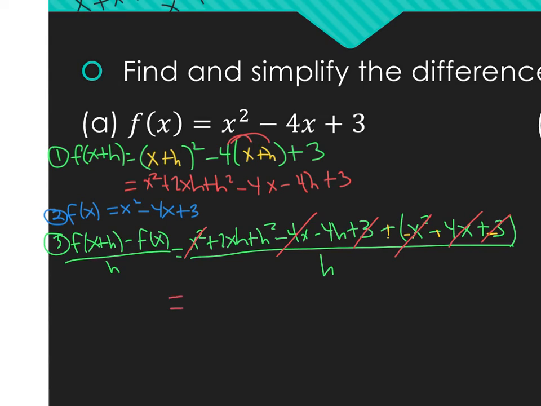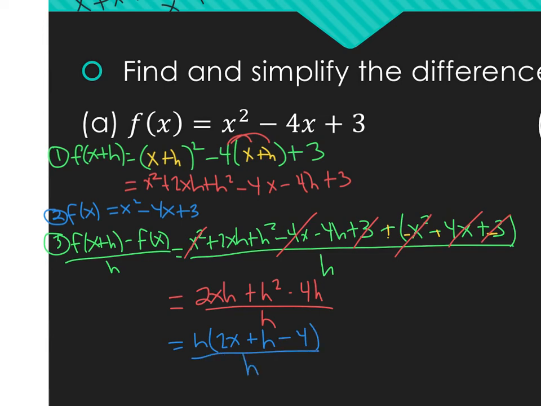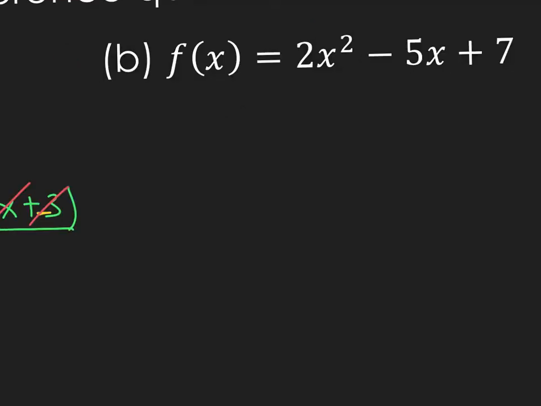Okay, so let's see, we have 2xh plus h squared minus 4h all over h. And you can either recognize that you're going to divide everything through by a factor of h, or you can factor out an h in the numerator. And then simplify those h's. Let's see, 2x plus h minus 4, and that's your difference quotient. Ta-da! Okay, so we're going to do another problem.